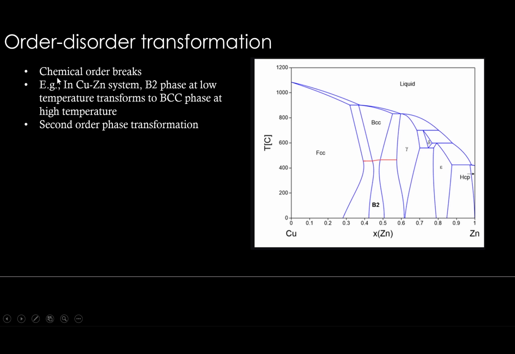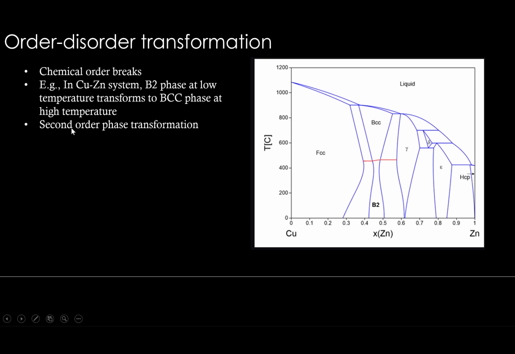What happens in an ordered disordered transformation is this: chemical order breaks. Okay, so in the copper zinc system, we have a chemically ordered phase, B2 phase, at a low temperature, and it transforms to BCC phase at high temperature. So this is the chemically ordered phase, this is the disordered phase. You see here in the middle of the phase diagram, there is this B2 phase at low temperature, and after this red line, it becomes BCC. Okay, so B2 becomes BCC. This is an ordered to disordered transformation as the temperature goes up.